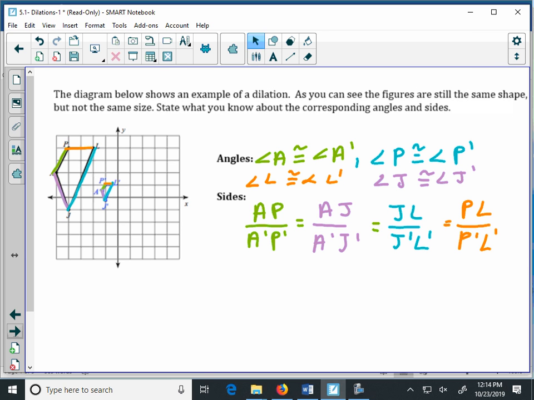If you are more of a numbers person, if you notice, PL is 2. The length of P prime L prime is a half, I would say, 0.5. And 2 divided by 0.5, is that 4? 2 divided by 0.5, what do we get? We get 4. Yes, no, maybe so? No, we calculator.